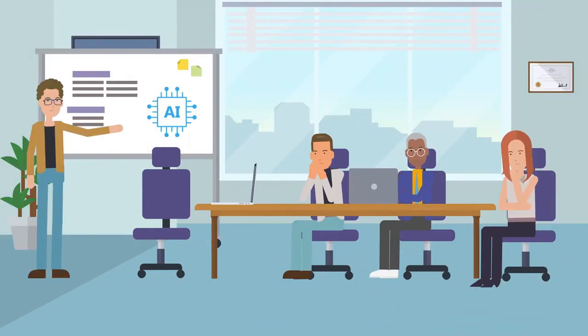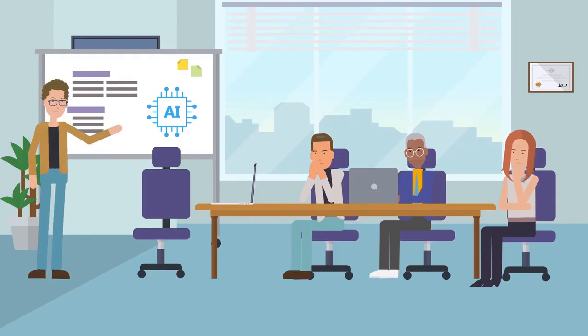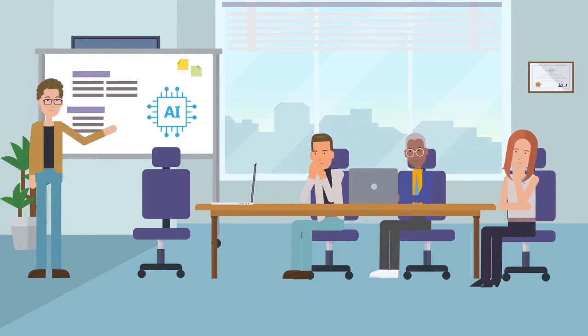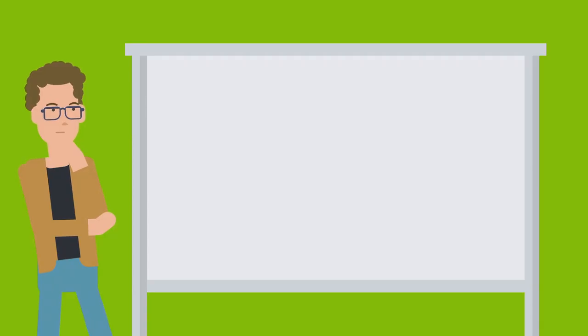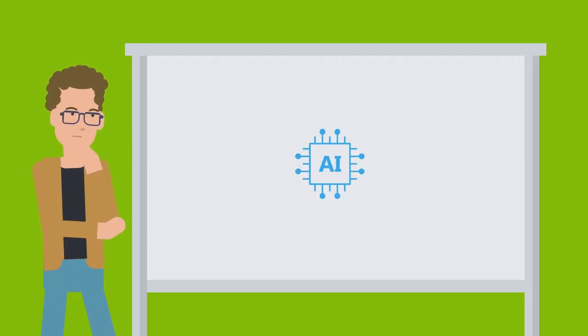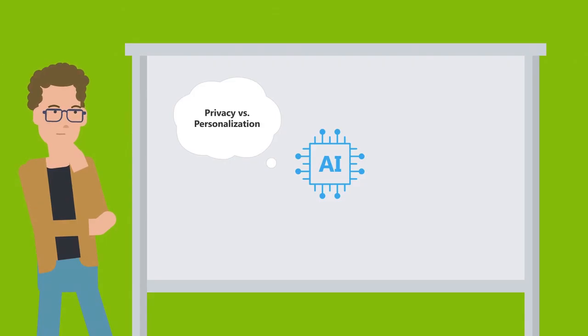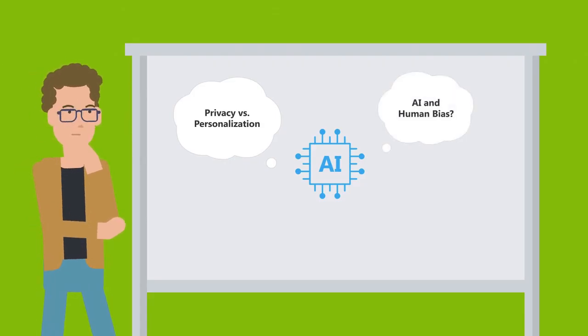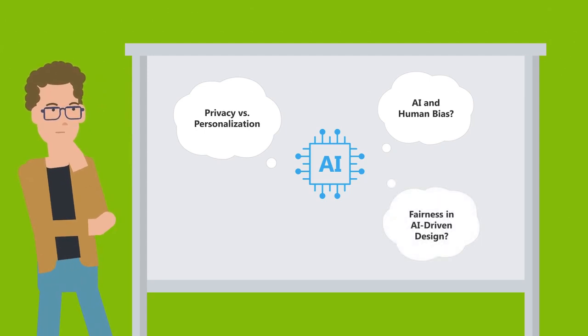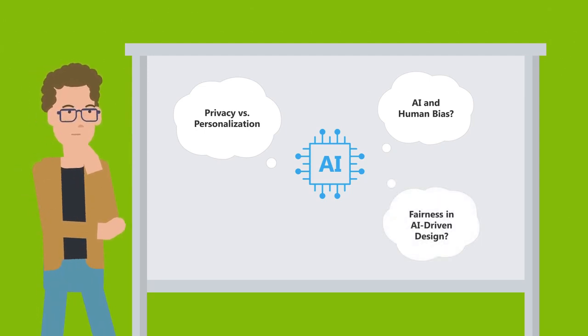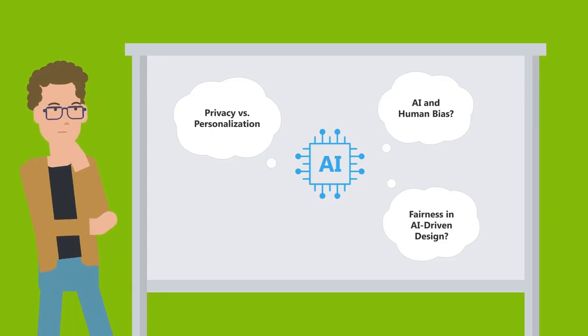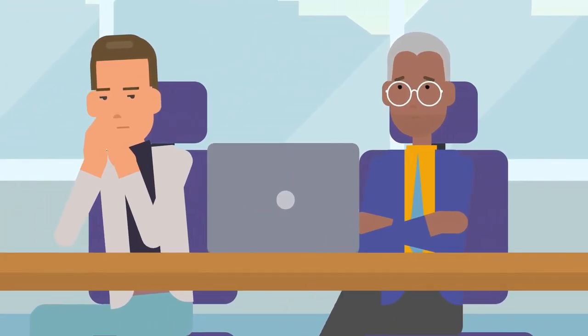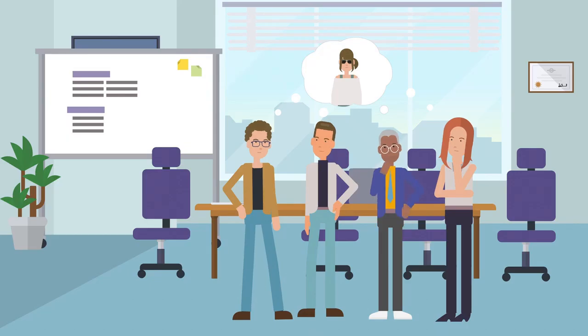As AI becomes more integrated into UX design, it also raises big, important questions that go beyond the technical. How do we strike the right balance between leveraging AI's innovative potential and safeguarding user privacy? Can AI truly empathize with users from diverse backgrounds and experiences? Can we trust AI to make fair and unbiased decisions when shaping user experiences? As a UX designer in the age of AI, you have a unique responsibility to grapple with these ethical dilemmas.